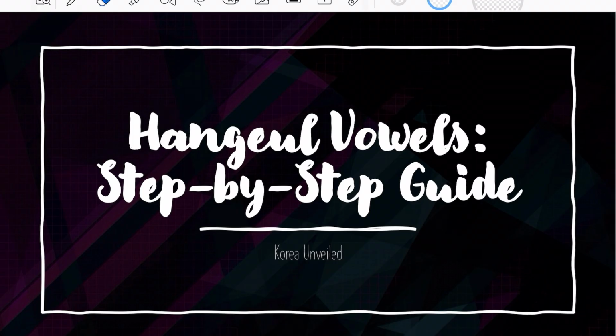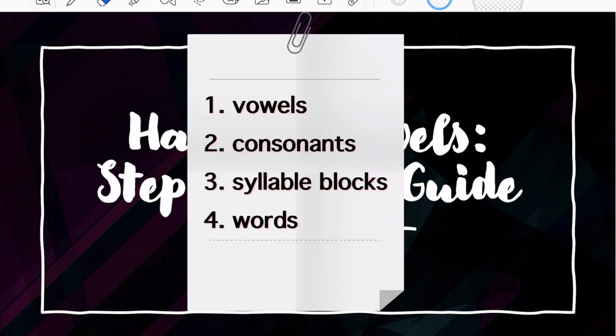That was it for today. And I hope you feel like it was helpful for you guys to learn about Hangeul vowels. So next time, we're going to move on to consonants, also with the stroke orders. And once we finish with the consonants, I'm going to teach you how to form letter blocks or syllable blocks. And then we're going to move on to words or vocabularies.